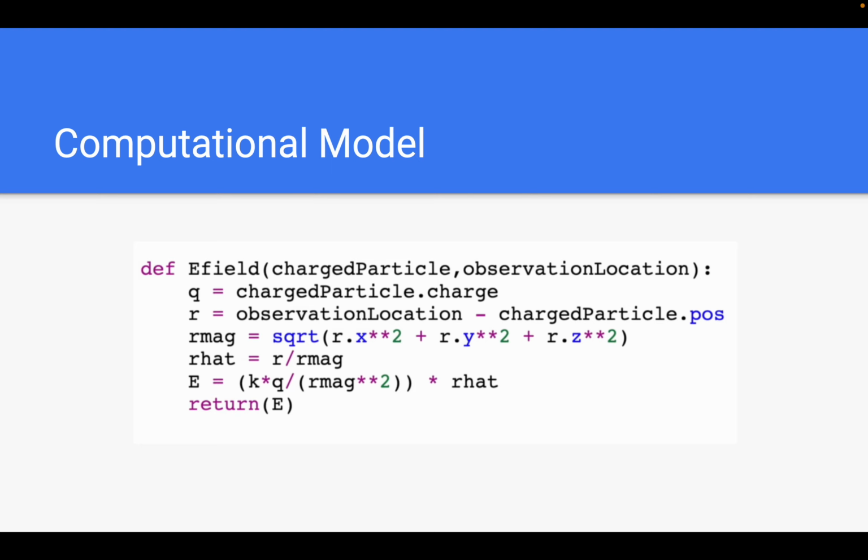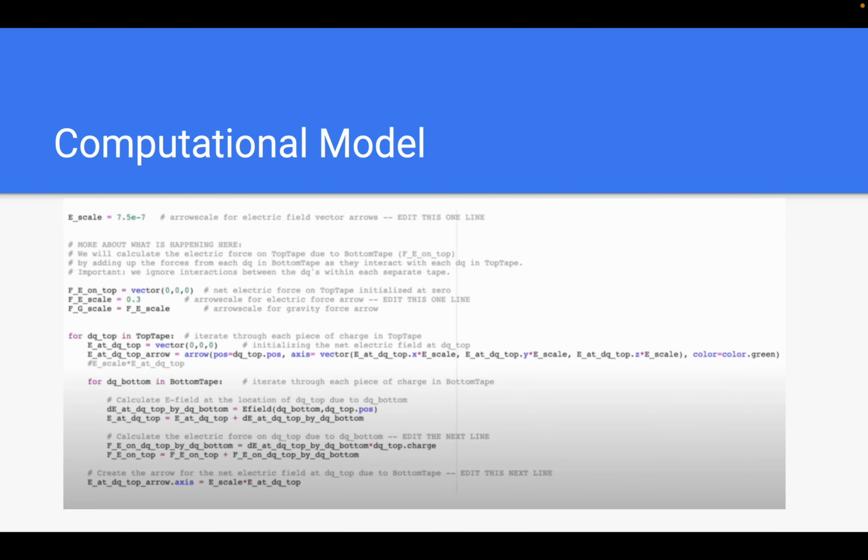And then we can actually go ahead and calculate and set up our computational model. I defined a function to calculate the electric field at a given location due to the specified charge. And then we go into the actual computational model, and this is where I split up the tape into multiple line charges. And then I was able to find the electric field due to the point charge on the bottom tape for each point charge on the top tape. And then after that, I had to go ahead and add up all the electric fields to find the net electric field at every point charge in the top tape, because again, we have to add up all the point charges to get the E net.